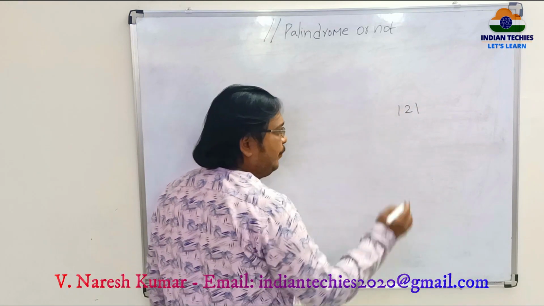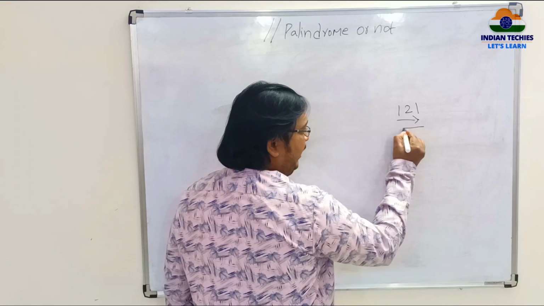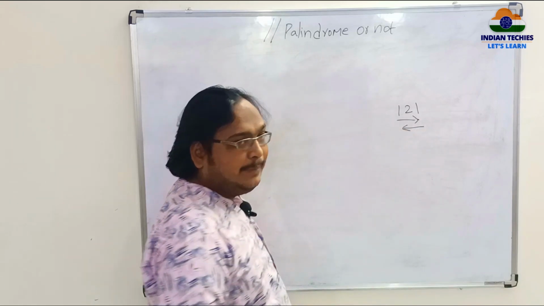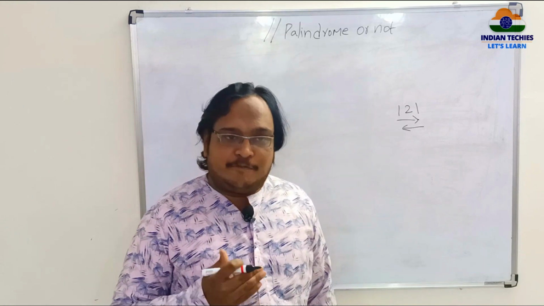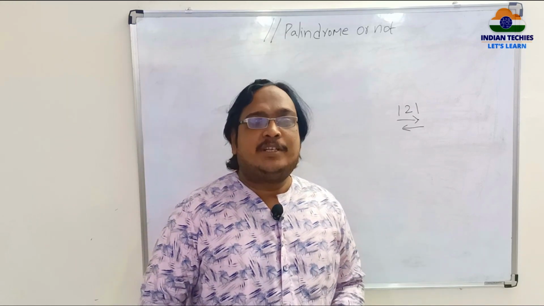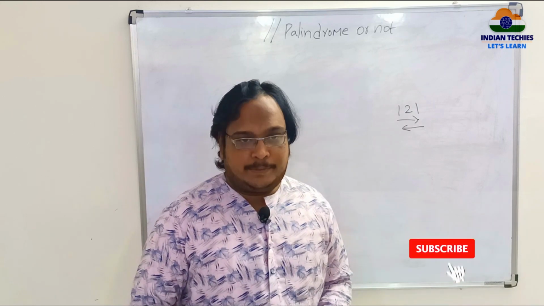121. If you read it from the left side or from the right side, the number would be the same. Means the original number and the reverse of a given number, if both are the same, then such a number would be called a palindrome number.